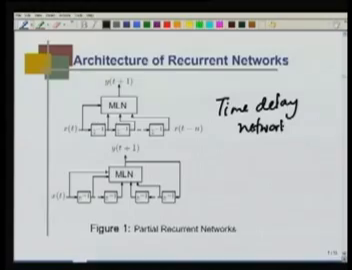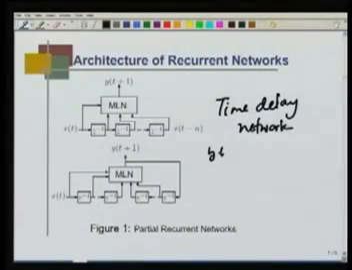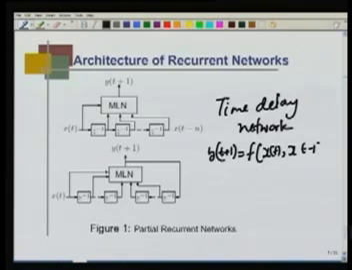Imagine we are trying to model a function like y(t+1) is a function of x(t), x(t-1) and so on. So, when this is the dynamic model, then this kind of network is selected.